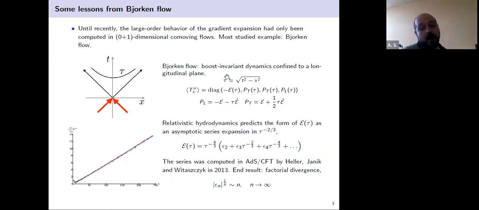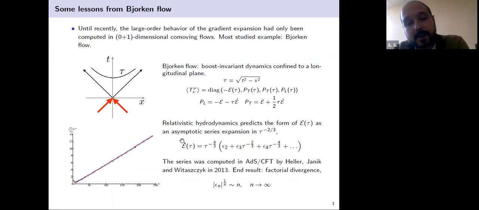Okay, now, if you are considering a conformal fluid, it turns out that the condition that the stress energy tensor is traceless, combined with the conservation equations, implies that you can write the longitudinal pressure and the transverse pressure purely in terms of the energy density. So the only non-trivial field that you have to consider for a conformally invariant Bjorken flow is the energy density. Now, relativistic hydrodynamics predicts the form of the energy density as a function of the proper time in Bjorken flow in terms of an asymptotic series expansion in inverse powers of the proper time. Okay, and this asymptotic series expansion takes this form.